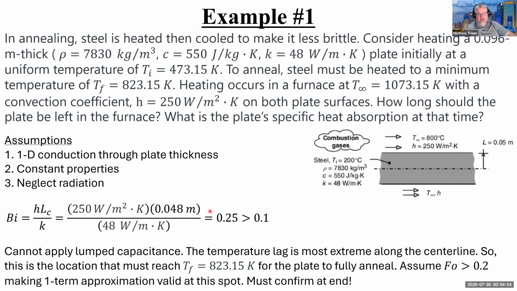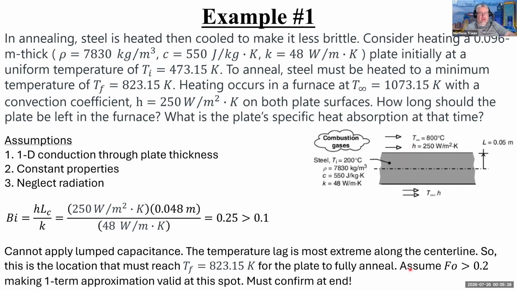So the Biot number is 0.25. Oh man, that means it's bigger than 0.1. 0.1 is our Biot number threshold for lumped capacitance. We cannot apply lumped capacitance. This is a situation where there will be a non-uniform temperature profile within this plate. The temperature lag is most extreme along the center line. So it's that location that has to reach 823 for the plate to fully anneal all the way through.